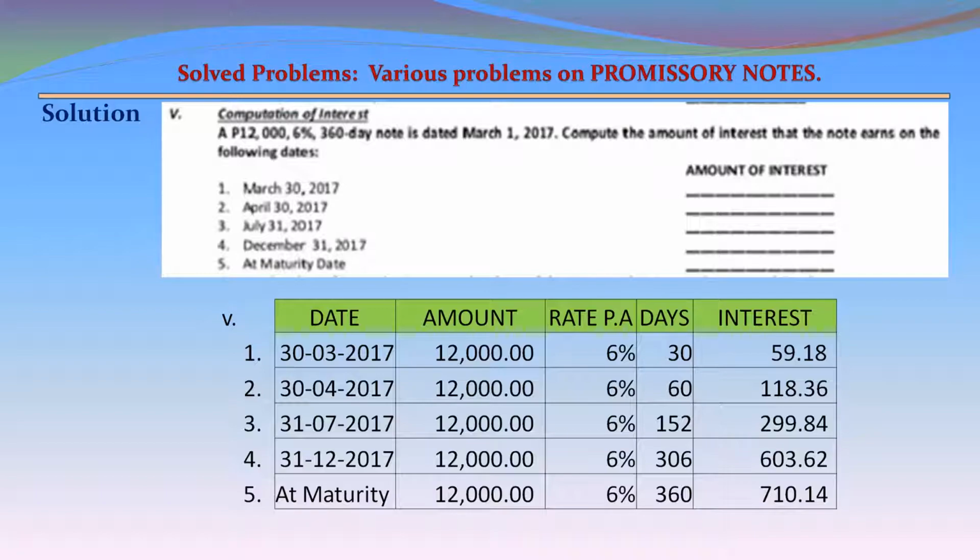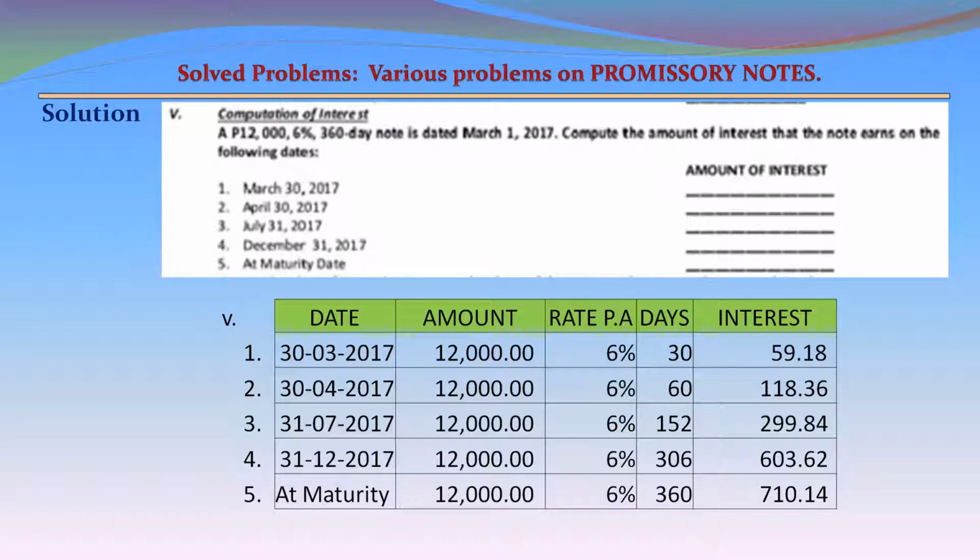1. March 30, 2017. Amount 12,000. Rate 6%. Number of days 30. Interest comes to 59.18. Number 2. Date 30th April 2017. Amount 12,000. Rate 6%. Days comes to 60. Interest 118.36. 3. 31st July 2017.